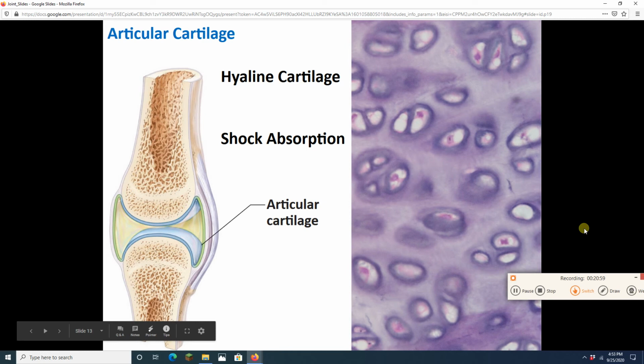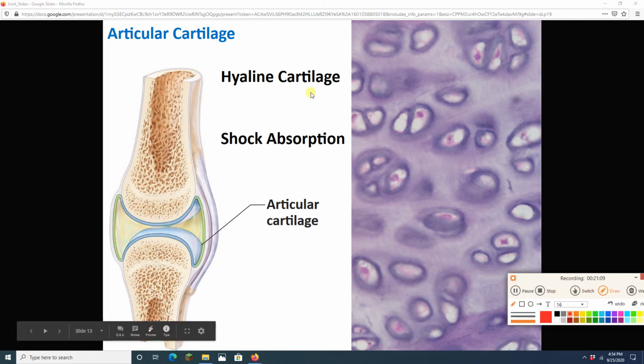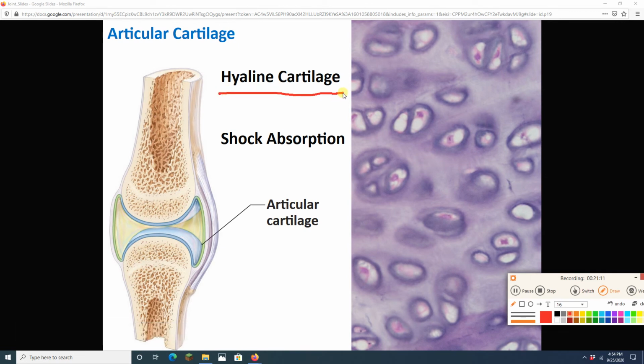Let's keep going. Okay, on the joint surfaces. So right here where this blue is, on the joint surfaces, we have articular cartilage. Articular cartilage is made of hyaline cartilage. It has more water than bone, so it is more flexible and squishable than bone. It acts as a beautiful shock absorber. So we're going to have articular cartilage to take some damage. Hopefully not too much though, okay? All right.